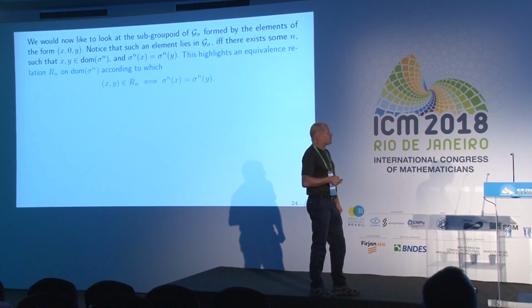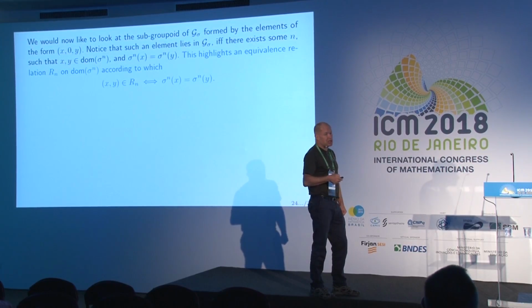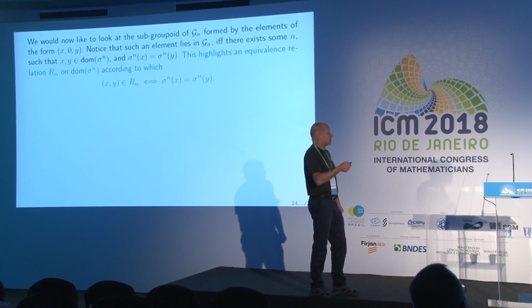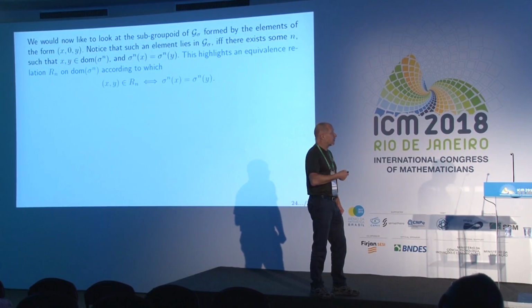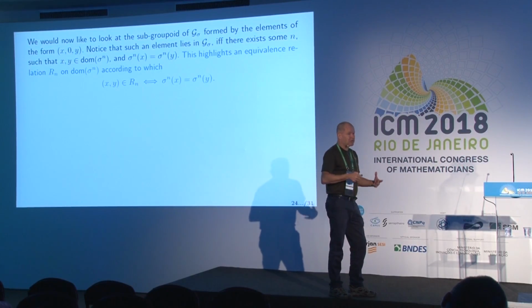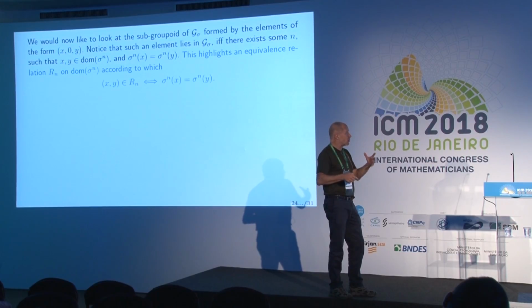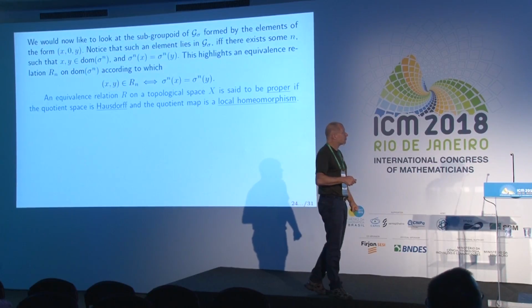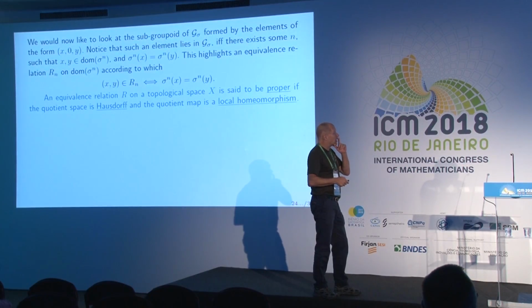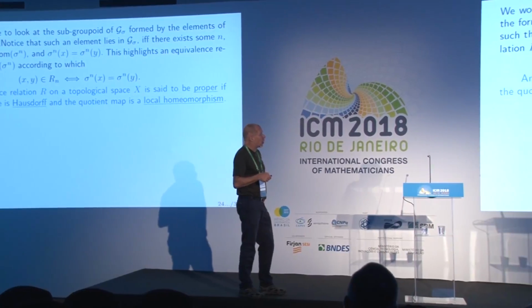And so this brings in an equivalence relation which is defined on the domain of sigma sub n. So we say that x and y are equivalent under this equivalence relation R_n only if sigma^n x is equal to sigma^n y. Now the trouble is that these equivalence relations are defined on smaller and smaller sets. Now, a notion that Renault has worked on in the past is the notion of approximately proper equivalence relation.